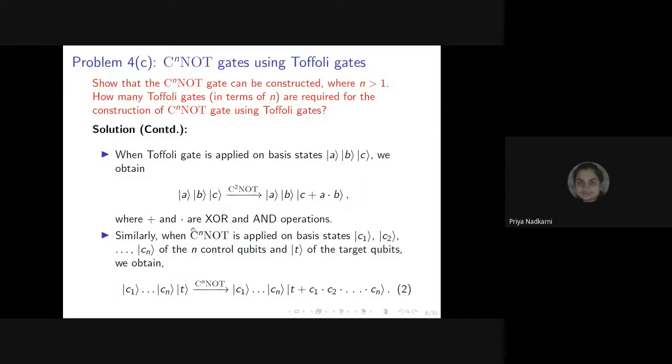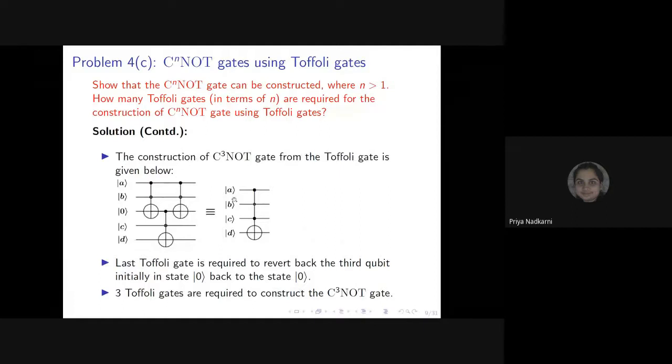Similarly, when we consider the C^n NOT gate, and again consider basis states C1, C2, and so on till Cn for n control qubits, and the state T for the target qubit, the first n states remain the same, while the final state becomes T plus C1 into C2 into Cn, where again this is the AND operation, and this is the XOR operation. So this is the solution of how to construct the C cube NOT gate from Toffoli gates. How is this a solution? I'll be explaining it in the next slide.